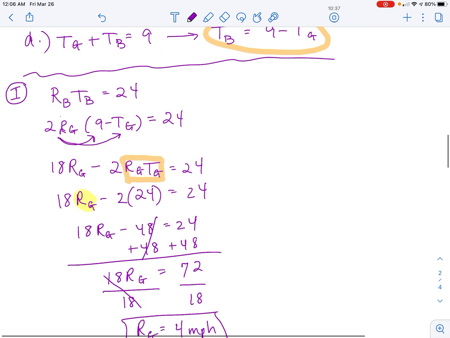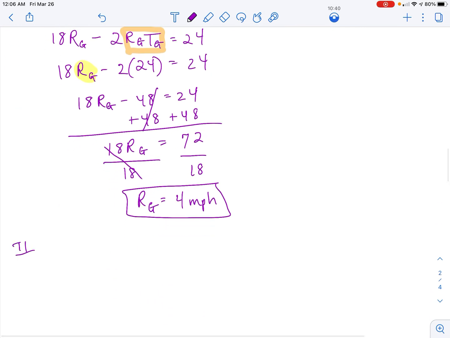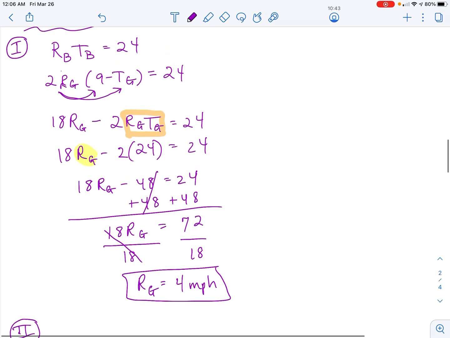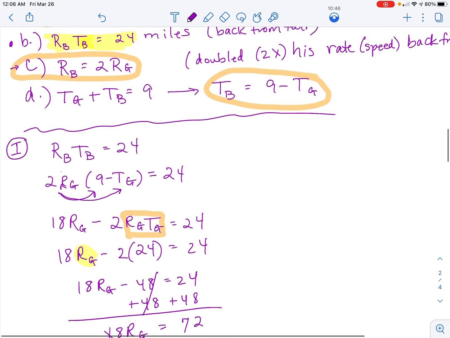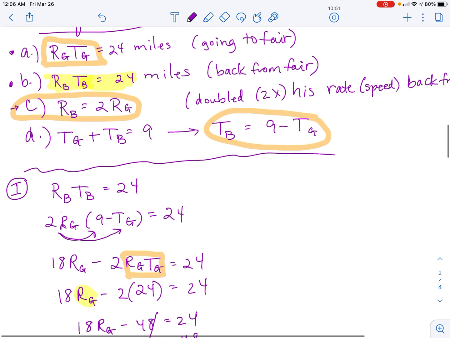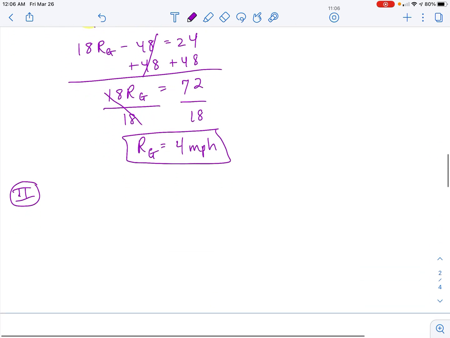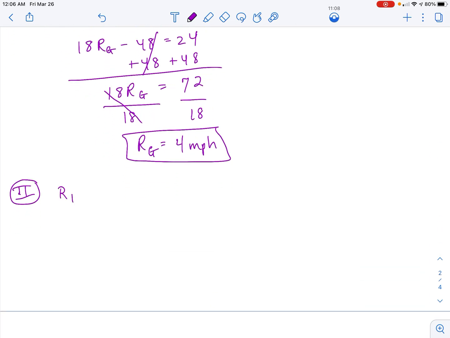So I'm going to put a big Roman numeral 1 right there. Now below that, I'm going to do a Roman numeral 2. And we're going to look at the next part of this. Let's figure out the rate that he traveled back from the fair. Okay, so the rate coming back from the fair is actually equation C up there up top. RB equals 2RG. So let's write that down here. This is going to be the second part of it.